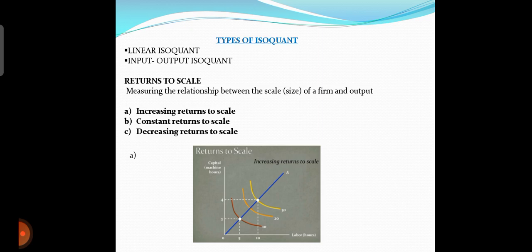Increasing returns to scale is measuring the relationship between the scale of a firm and output. The output more than doubles when all inputs are doubled. Larger output is associated with lower cost. One firm is more efficient than many. The isoquants get closer together. In constant returns to scale, output doubles when all inputs are doubled. Size does not affect productivity. There may be a large number of producers. Isoquants are equidistant apart.